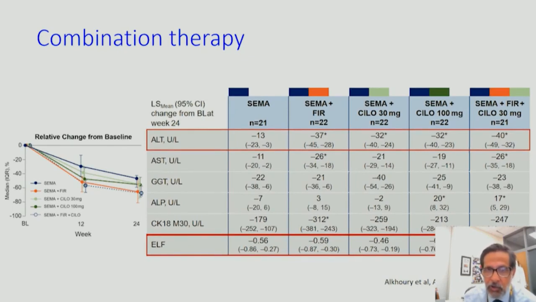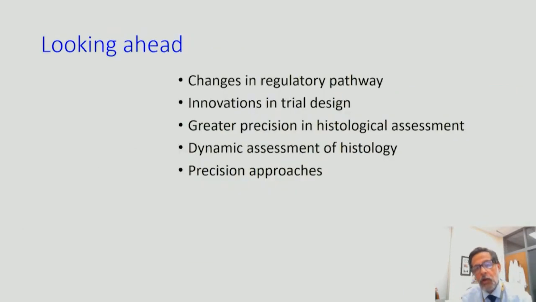the histology shows. Looking forward, we expect to see further changes in regulatory pathway and innovations in trial design, greater precision in histologic assessment, particularly the utilization of artificial intelligence, dynamic assessment of histology, and more precision-based approaches using genetics as a way to guide therapeutic decisions.